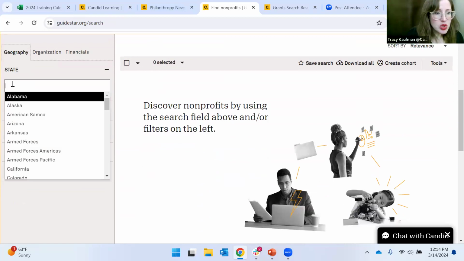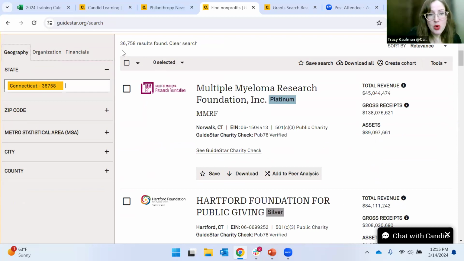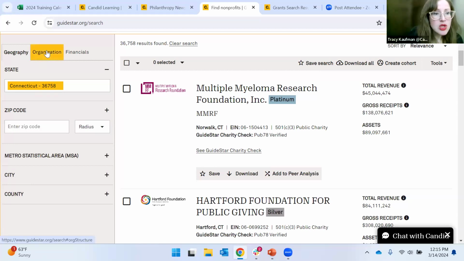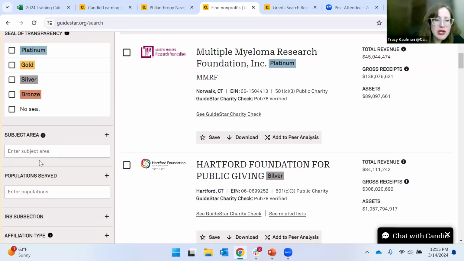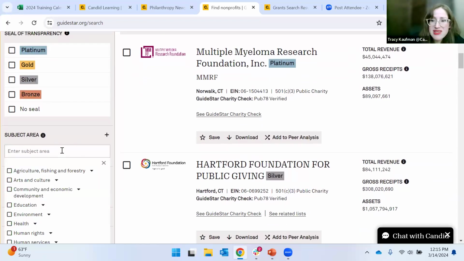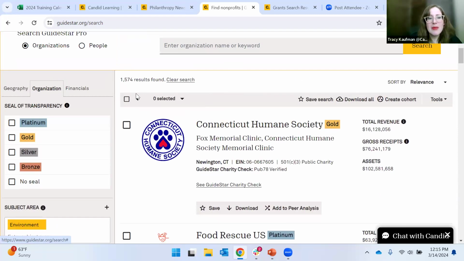So let's say you want to look at different nonprofits that are in Connecticut. There are over 36,000 different active nonprofits in Connecticut. And if you wanted to narrow it down further to specific zip codes or regions, you could do that. If you wanted to narrow down specific subject areas, you would click on organization, look through subject areas similar to how you would in the Foundation Directory. And you could say, show me the environmental organizations in Connecticut. And now we're down to 1,500 environmental organizations that are based in Connecticut.